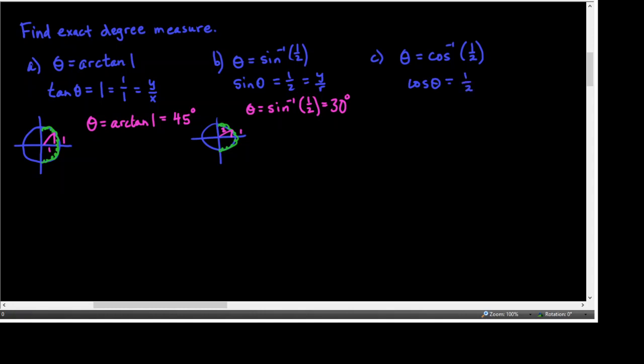Okay, cosine of theta equals 1/2 is what we could write, since cosine is x over r. And then we look at what we can use for cosine inverse. We can only use things from 0 to pi. So x will have to be positive 1, because r is always positive. So we need a triangle where x is positive 1 and r is 2. And that angle is 60 degrees.